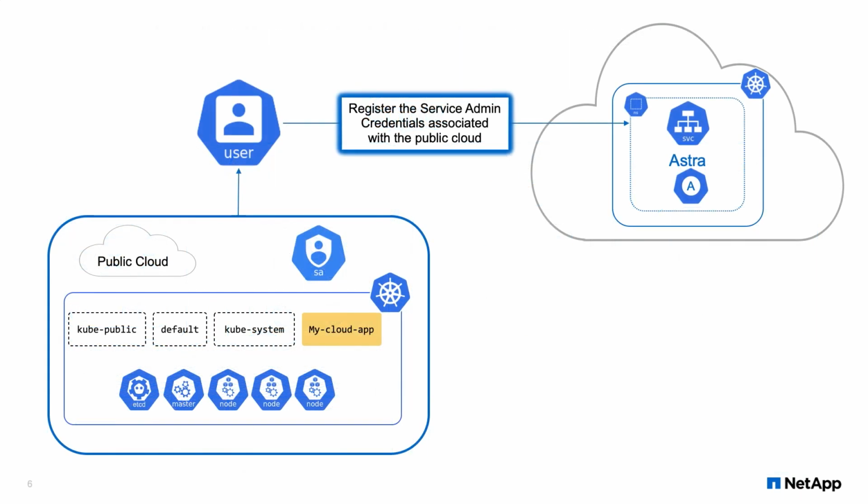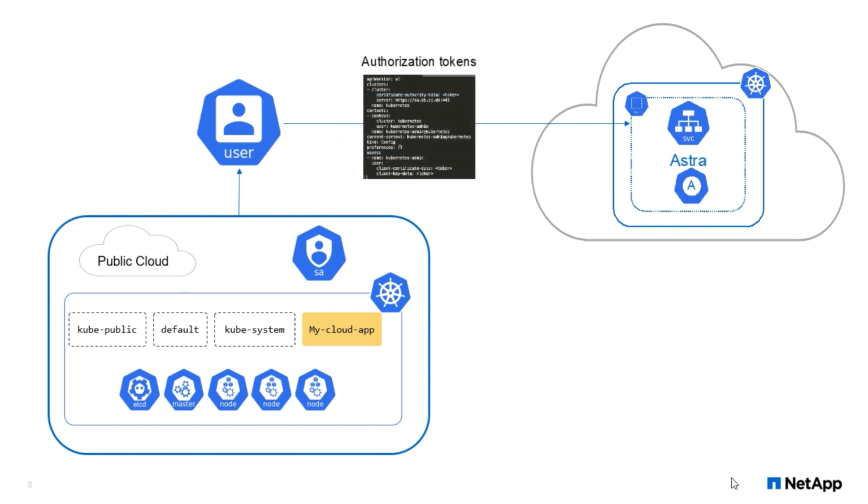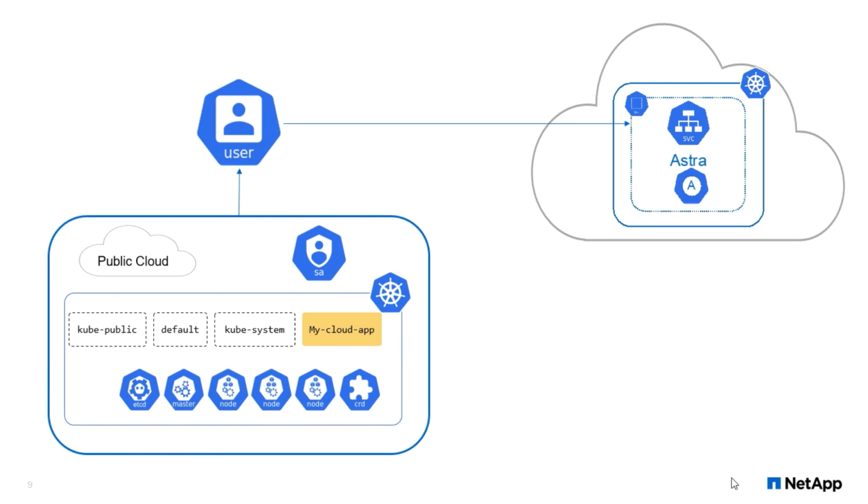In this scenario, the Kubernetes administrator registers their cluster that is running in a public cloud with Astra. The first step in the registration of the cluster in the public cloud is to register a service administrator account with permissions to perform operations on behalf of the user account. Then, the Kubernetes administrator registers the cluster authorization tokens that are required to access the cluster. Astra completes the registration by installing operators in the public cloud cluster.